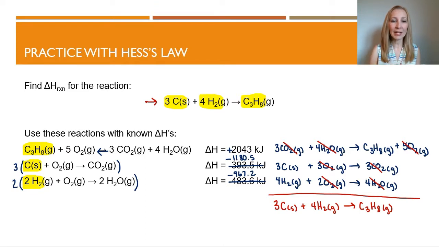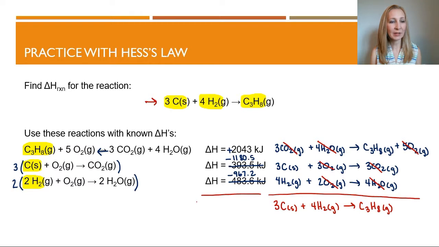And then if I can add all of those up and I get the final equation that I want, then what I do is I add up all of my enthalpies. So 2043 minus 1180.5 minus 967.2.